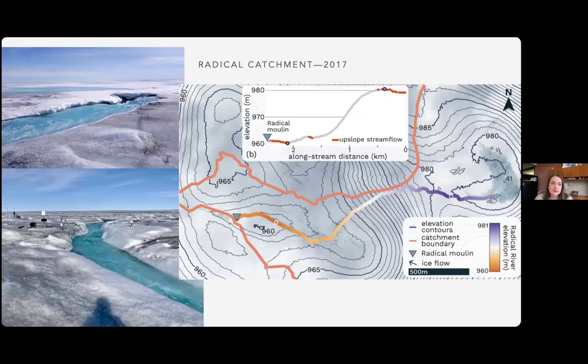The purple dots here indicate a topographic high point, and the orange indicates a topographic low point. So here we can see that it flows out of the supraglacial lake basin on the right over a very short supraglacial high point, then downslope for most of its length until it gets out of this catchment near this orange dot, meanders, and then flows downslope into Radical moulin in 2017.